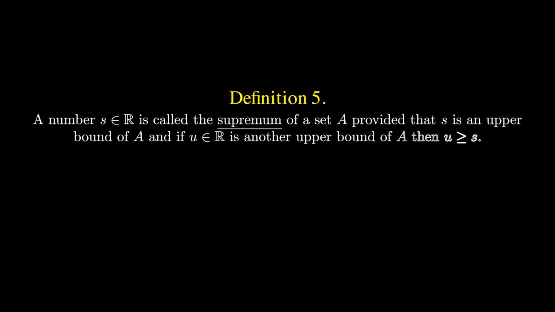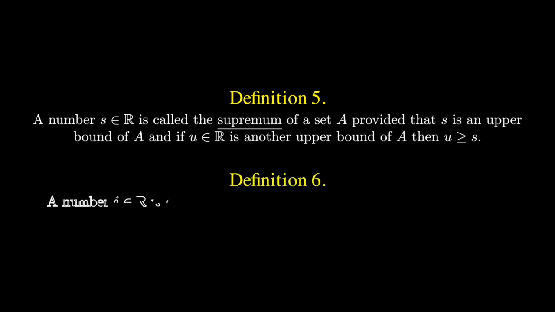Starting off with our first definition, we have a number S is called the supremum of a set A, provided that S is an upper bound of A, and if there's another upper bound U of A, then U is greater than or equal to S.